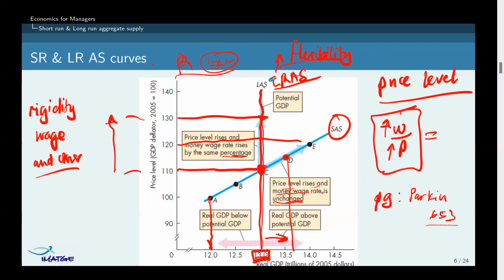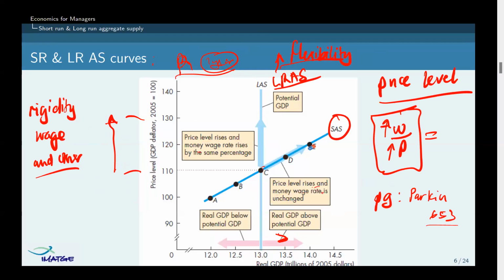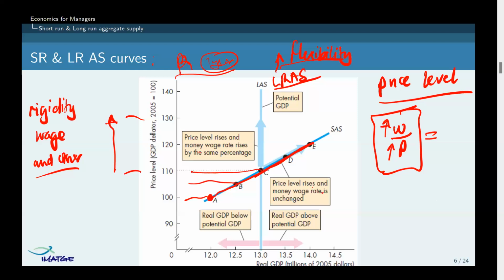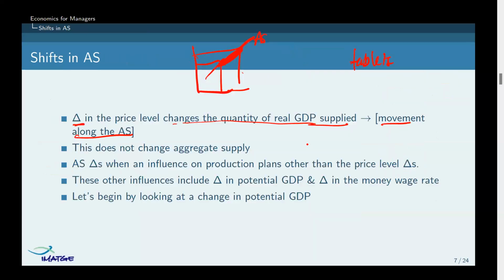Allow me to just rub some of these things because now it becomes clustered. So we are talking of a movement along the short-run aggregate supply. Why? Because it is due to changes in what? In the price level. No shift here. So there are other factors that cause a shift of the short-run aggregate supply curve, either to the left or to the right. The change in the price level does not change the aggregate supply, but it causes movement along this aggregate supply.